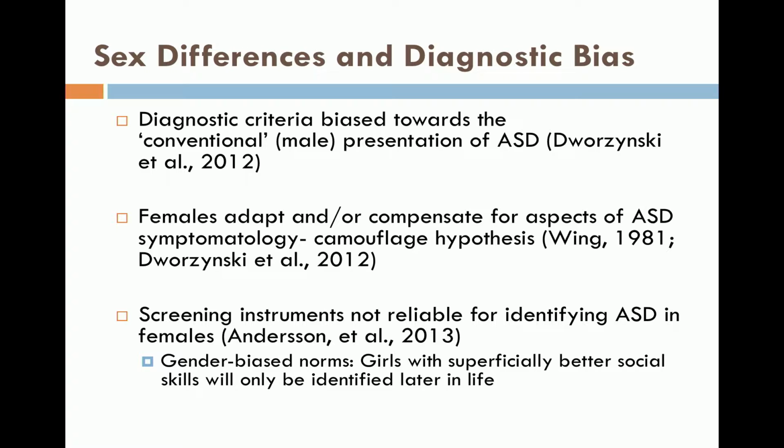Another thing is that nowadays we are screening for autism very, very early. The idea is that the earlier we capture it, the better we can treat it. So there is this idea of early intervention: the earlier you do it, the better the outcome. Now the problem with a lot of these screening instruments is that they are again based on gender-biased norms. Girls with superficially better social skills will, as has been shown in several studies, often only be identified later in life. We know that some girls are diagnosed much later than males.